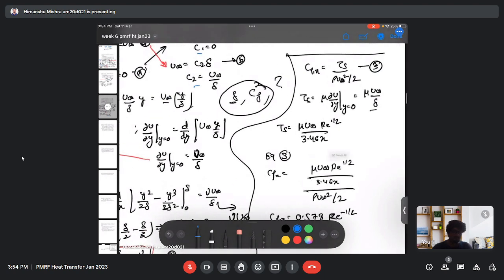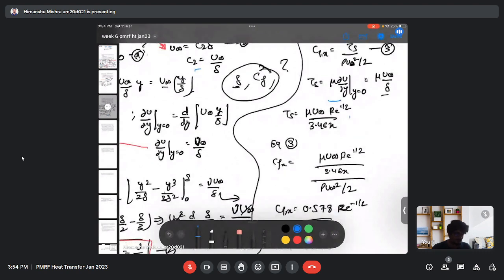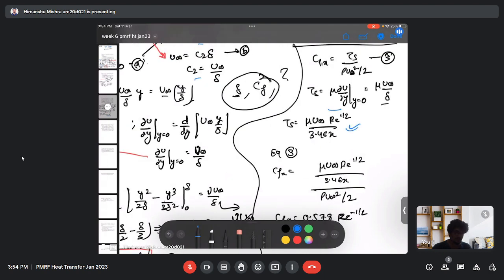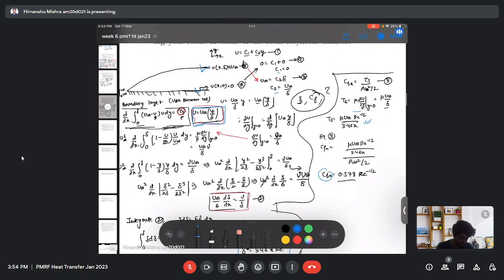And to determine the friction coefficient, we use the drag force relation. We use Newton's law for determining the shear stress, and we can write the shear stress in terms of the Reynolds number and x. We can then put all the variables in the above equation to determine the local drag coefficient. So any doubt in this question?